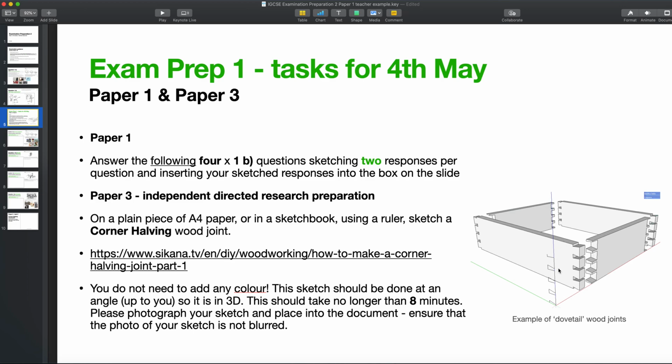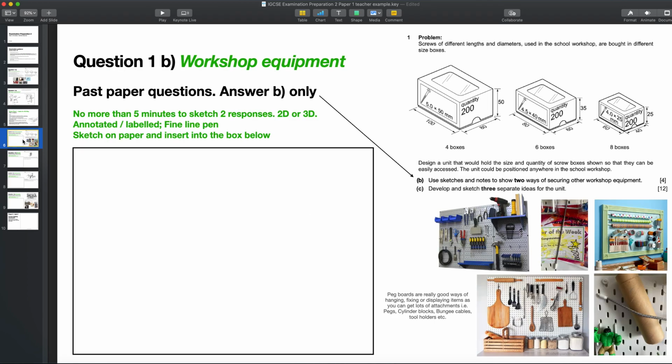This is actually a much harder one to draw, but I've just included it so you can see a dovetail joint. So very quickly, to show you those 4 questions, okay, here we go. Workshop equipment, okay, is use sketches and notes to show 2 ways of securing other workshop equipment. Okay, so there's the question.